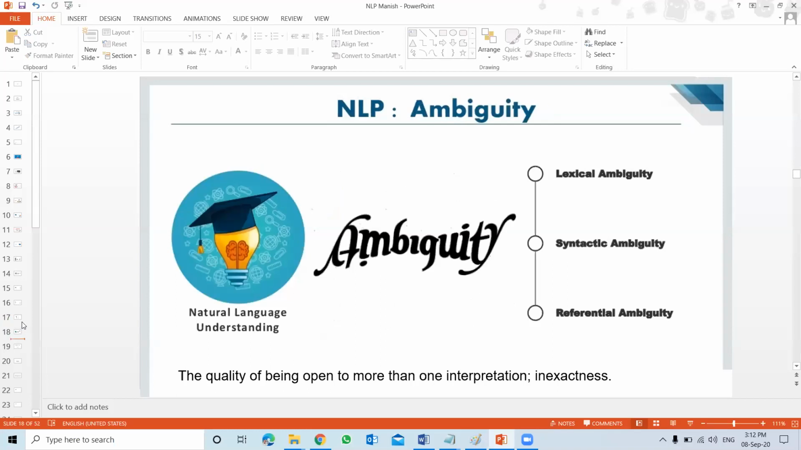Next, we have NLP ambiguity. Ambiguity means, suppose we have a keyword and how we speak that keyword, and probably others take a different meaning from the common meaning of that keyword. That is called ambiguity in the keyword. If you are trying to say something and somebody gets a different meaning, then what is the meaning of that sentence? This is the meaning of ambiguity in NLP.